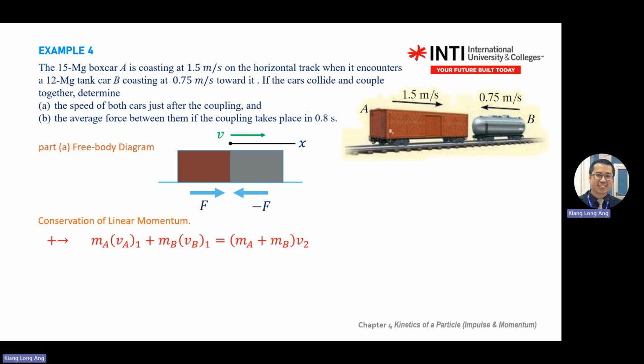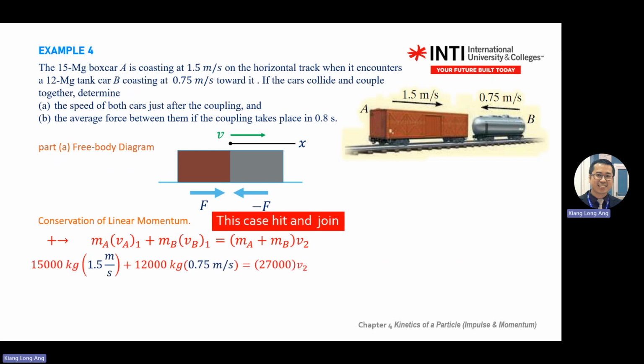So we have the conservation of linear momentum. So MA VA1 plus MB VB1 equal to MA plus MB V2, because they join together. If they split, then you need to split it: MA VA2 plus MB VB2. Okay. So you substitute all the values. You only have one unknown, which is V2. Okay. So you solve for V2.